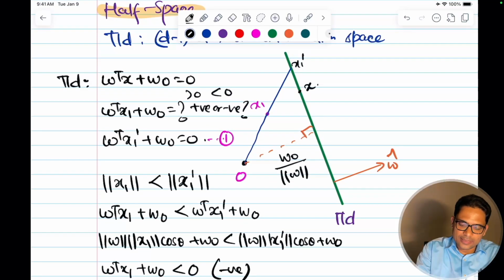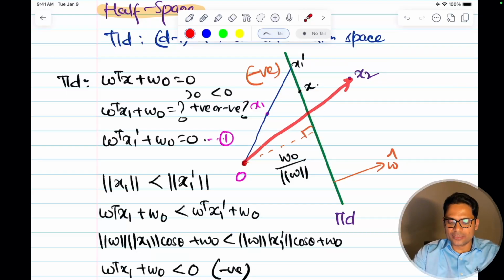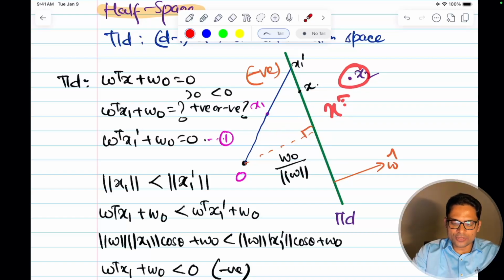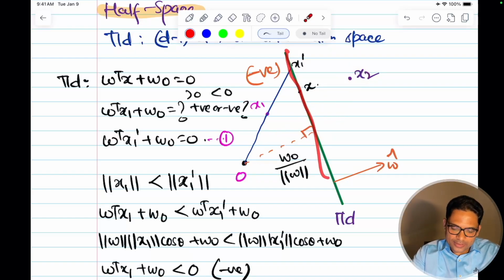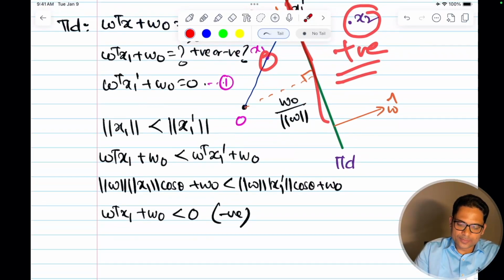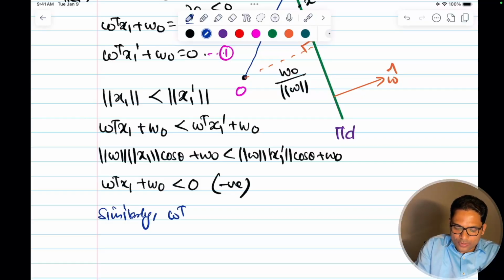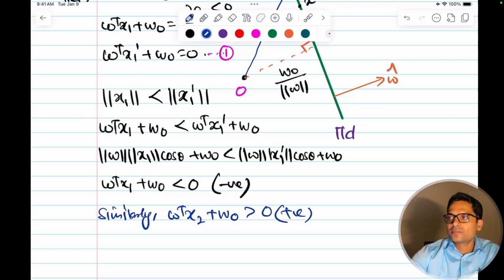So can we say that this half space is negative half space? Similarly, if I had any point x2 here, and if I have to compute what will be its value if I put this in the equation? If this is on this side of the hyperplane, this is negative, then if this is on this side, then obviously we'll get positive. If I follow similar steps, similarly I can write W transpose x2 plus W naught is greater than 0, or positive, right?